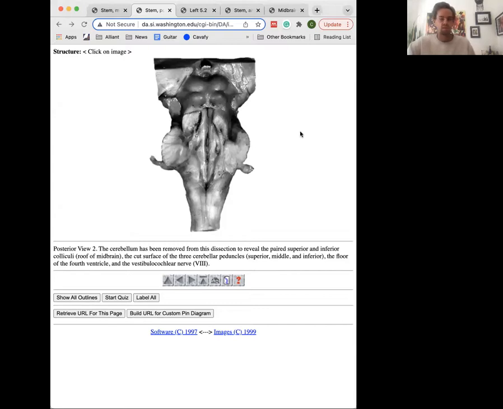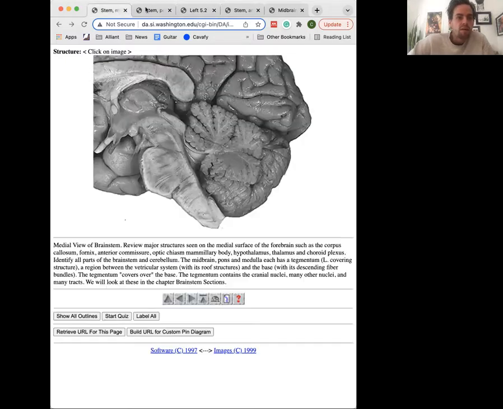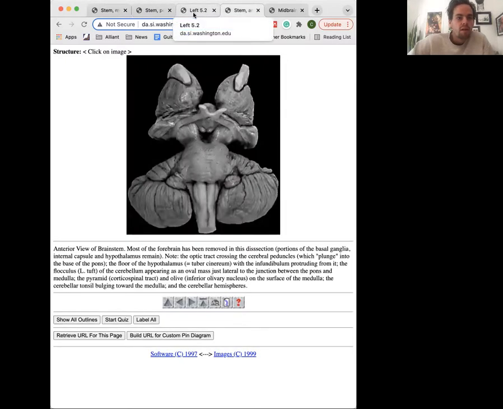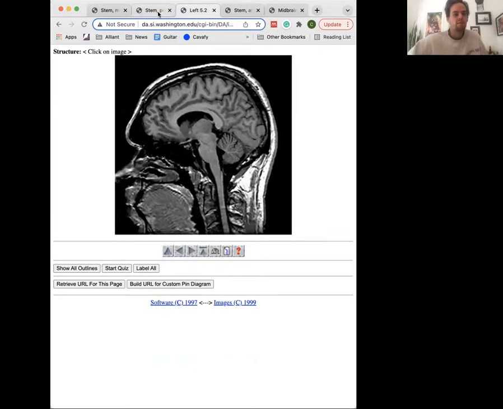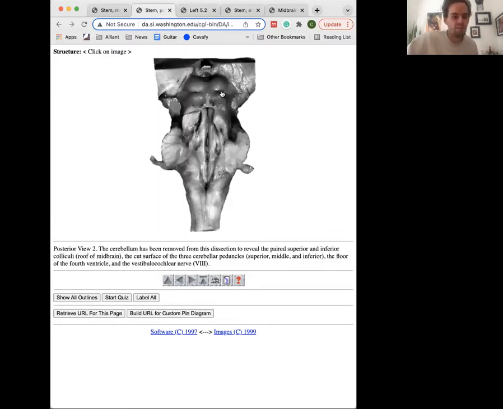This is really a great picture showing the superior and inferior colliculi. They're called superior because they're on top, and inferior because they're below. So here we've got the superior and the inferior colliculi. And again, this is a posterior view of the brainstem. This is a clear photo of those.